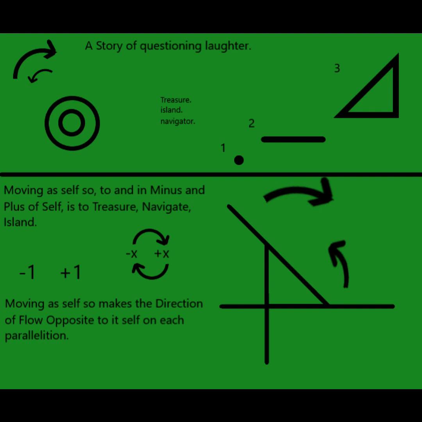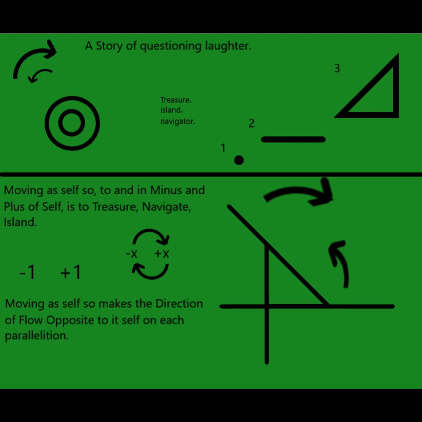we reach, for accomplishment. We've accomplished this level, so we go on to the next, or the one before it. If we've accomplished, we go to the next that fits the next. Now, moving as self is what makes the direction of flow opposite to itself on each parallelization, on the next parallelization to come.